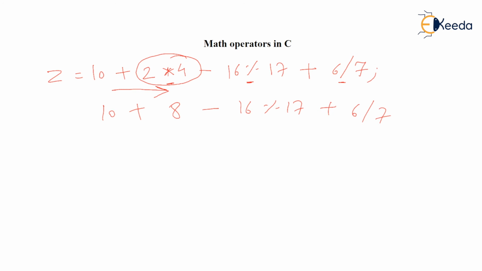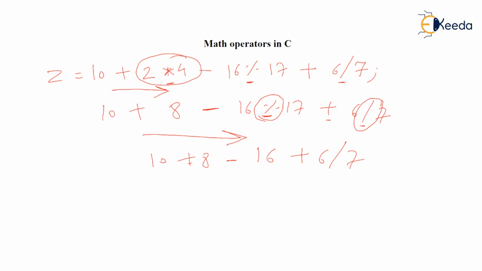Now we have plus, minus, percent, plus again, and division. You know that percent and division now have the highest precedence, but the precedence of both of them is equal. Then which one will be solved first? Obviously the one which comes first from the left hand side. So percent will be solved first. 16 % 17, don't waste your time. 16 % 17 is 16. So 10 plus 8 minus 16 plus 6 upon 7.